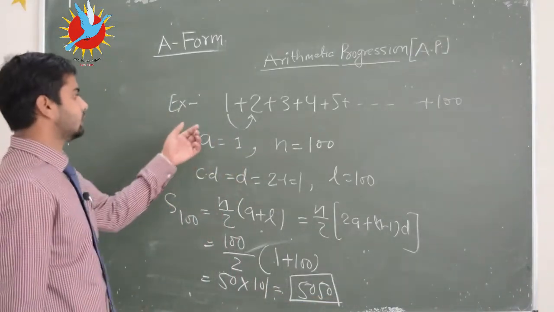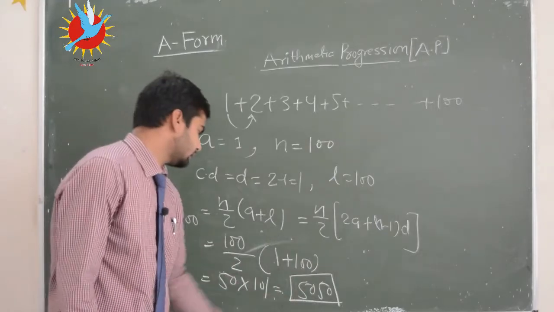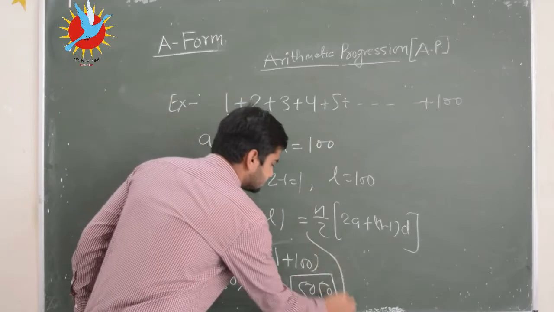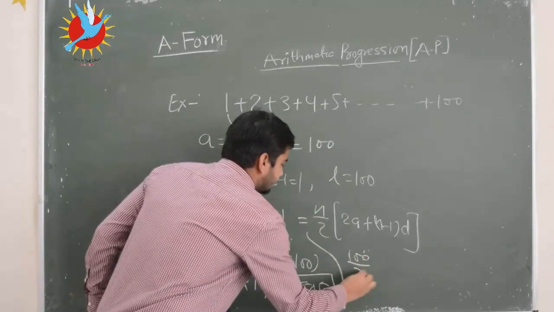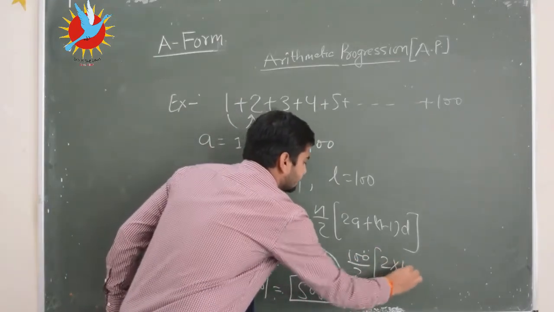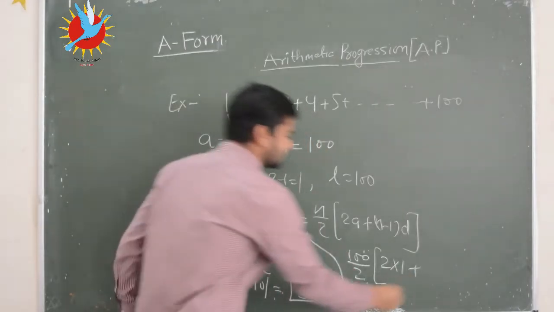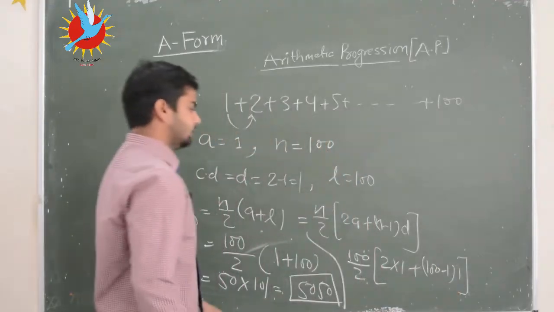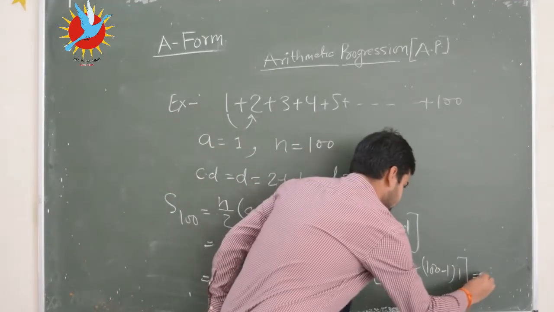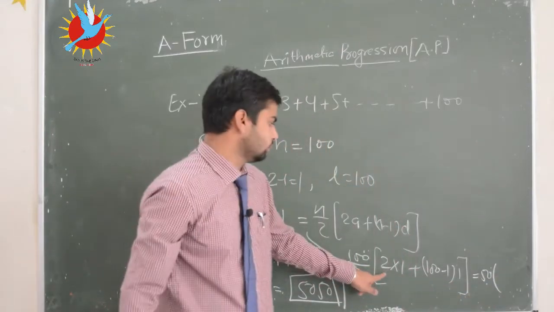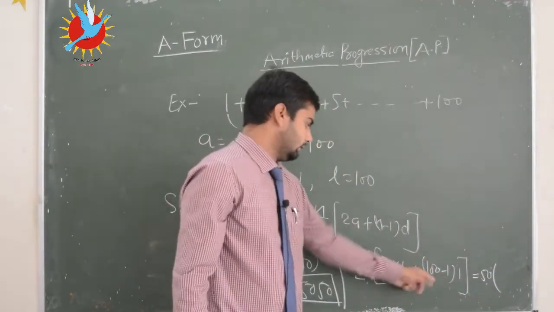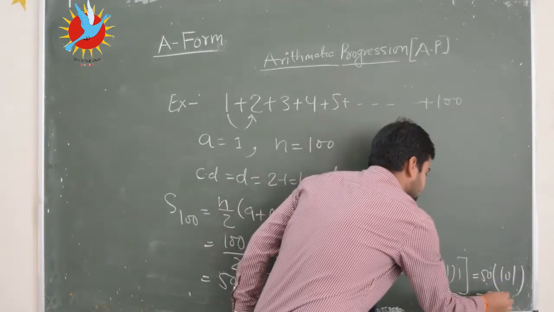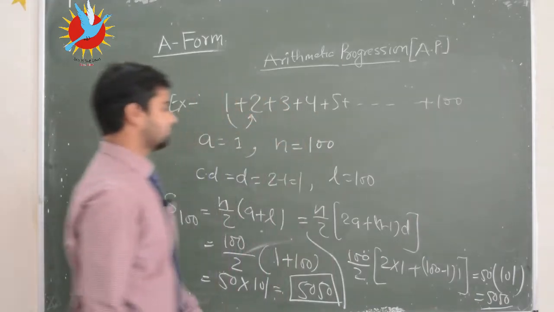When we add the first 100 natural numbers, we get the answer 5050. You can also put the values in the other formula: n is 100, so 100 by 2 into (2a, that is 2 into 1, plus (n minus 1) into d). The number of terms is 100 here, so 100 minus 1, and d is 1. Solve this, so it will be 50 into (2 plus 99 into 1), that is 50 into 101, which is equal to 5050. So from this formula we also get 5050 as our answer.